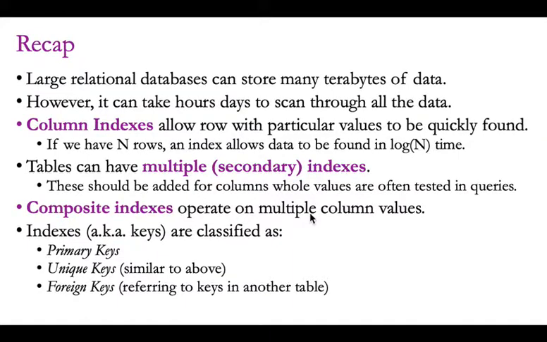Indexes on columns allow rows with particular values to be quickly found. If you have n rows, you can use an index to find a particular data row in log n time instead of having to go through every single one. You can use a divide and conquer approach to very quickly find the particular data of interest. Tables can have many different indexes, not just one. A primary key introduces an index on that column, but you can add additional secondary indexes, and you can choose those columns based on what kind of queries you expect to run on that data set.